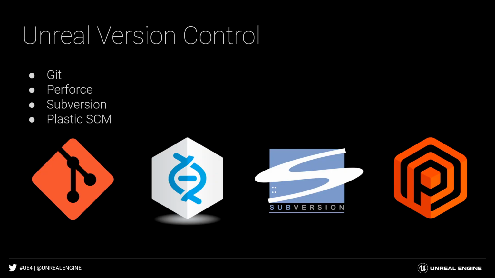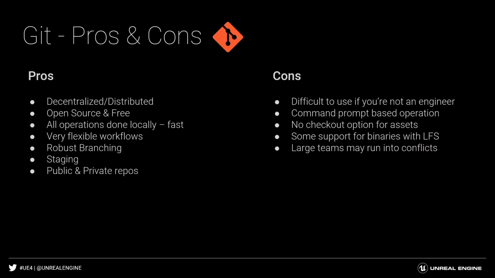We have 4 options available to us in Unreal Engine for version control. Those options include Git, Perforce, Subversion, and Plastic SCM. Plastic SCM being the newest addition. The first option we're going to look at today is Git. Let's first talk about some of the pros and cons of using Git.